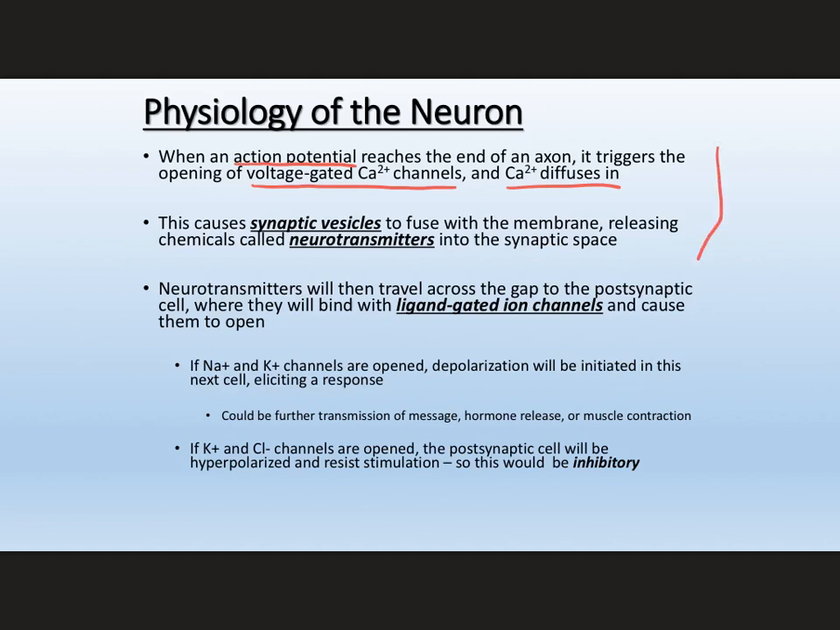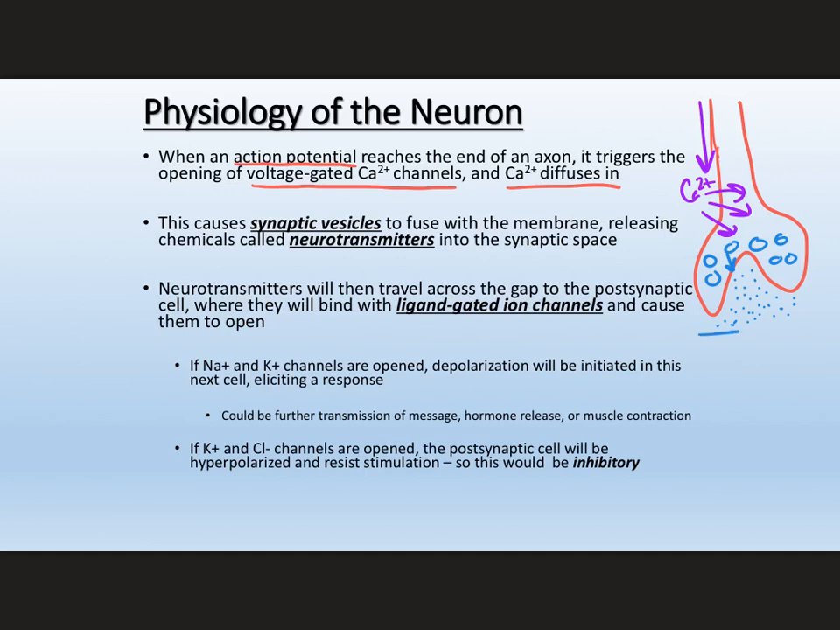Now what this does, so here's my axon again, my presynaptic cell. My message has moved down the axon. And it's going to get to this end point, and it's going to allow calcium to come into the cell. Well, what this increasing calcium concentration does is it causes these vesicles that are just floating around in the end of the axon to merge with the membrane and release their neurotransmitters out into this synaptic space.